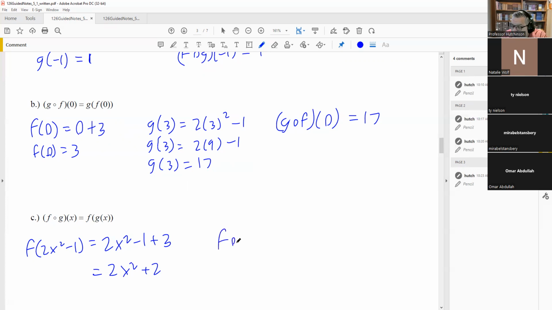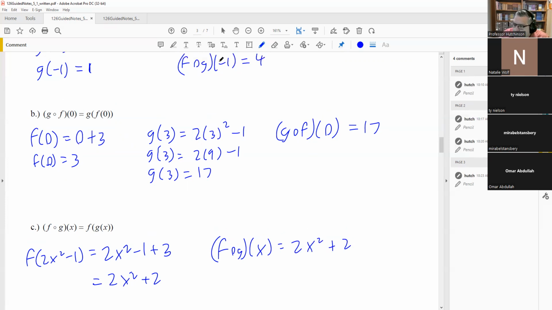That's going to be our answer, f of g of x is equal to 2x squared plus 2. You could factor it, but it's not necessary in this case. So that's going to be our answer. Notice that up here, if we want to find f of g of -1, if I put -1 in here, -1 squared is going to give you a 1, and you get 2 plus 2, which is 4. Same answer we got up here for f of g of -1.